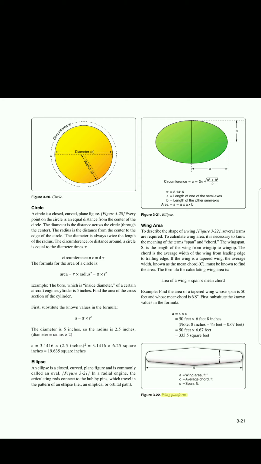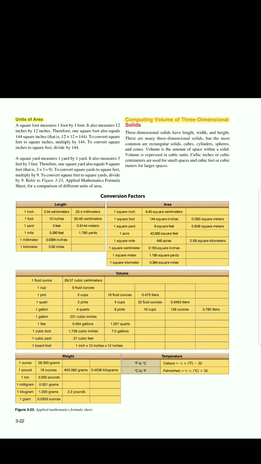Wing plan form. 3-21. Units of area. A square foot measures 1 foot by 1 foot. It also measures 12 inches by 12 inches. Therefore, 1 square foot also equals 144 square inches. That is, 12 times 12 equals 144. To convert square feet to square inches, multiply by 144. To convert square inches to square feet, divide by 144.